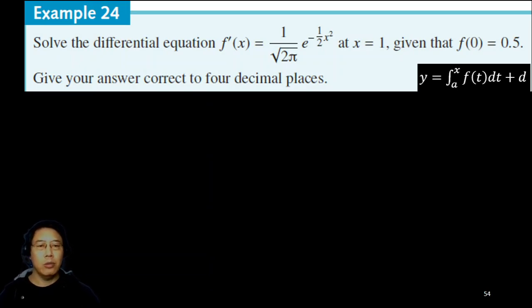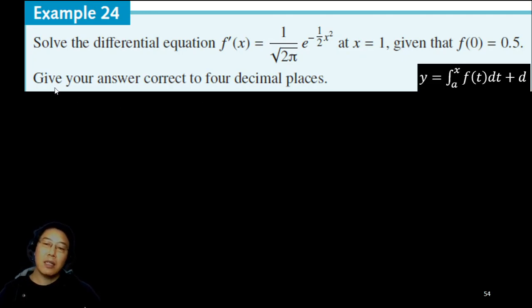Last example. This one, you have your f prime and you need to find your f value. So it's exactly the same structure. Your f prime represents this function. You want to find f, so you need to anti-differentiate. That's the process. So you will apply the same rule. You know x equals 0, f is equal to 0.5, which is your y, so that's your 0.5 as d.